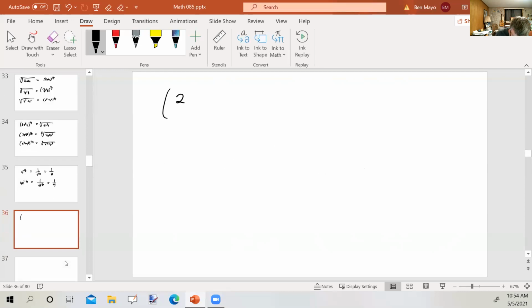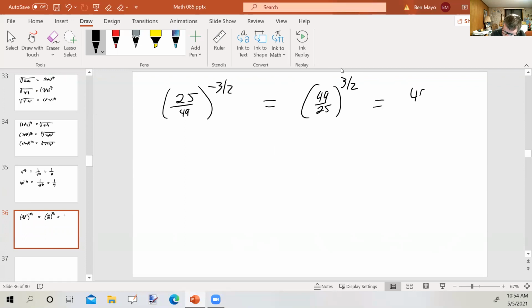The quantity 25/49 to the -3/2 power. Remember, we can take the reciprocal of the base. So we'll have 49/25, and that changes the sign of the exponent to a +3/2. Now we can go in and apply the exponent to both the numerator and the denominator.